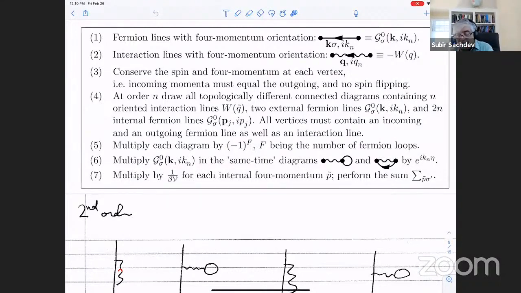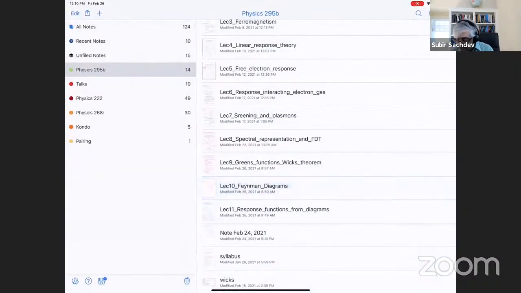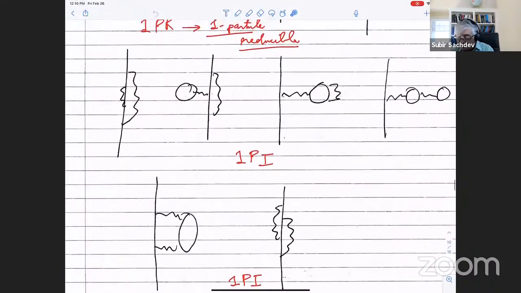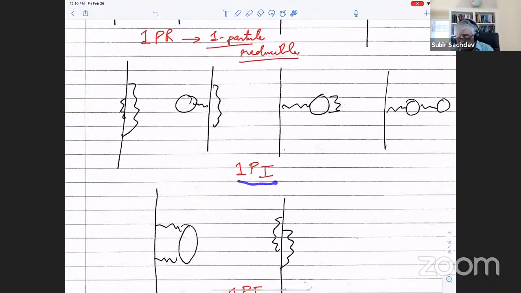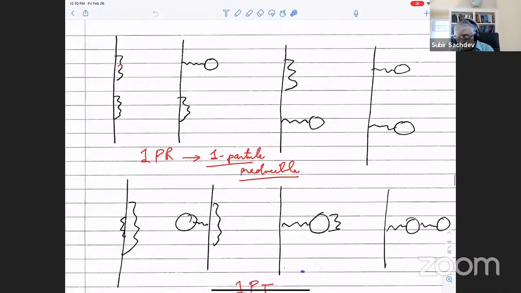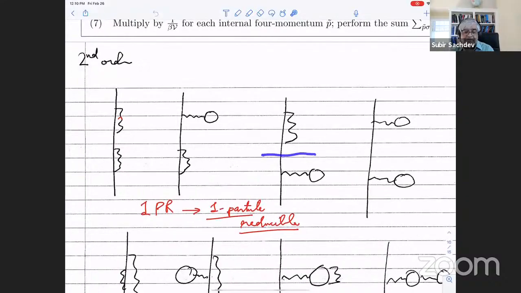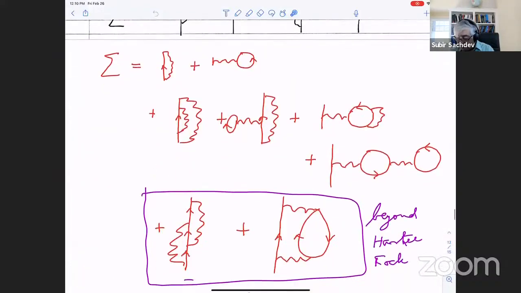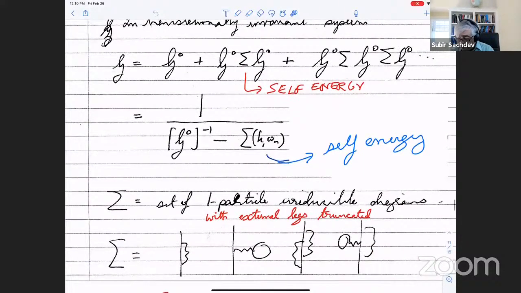Okay. Any questions so far on the rules? Oh, yeah, okay. Still in that chapter, we also introduced the concept of one-particle irreducible diagrams. Those are diagrams that cannot be cut into two pieces by cutting an electron line, not an interaction line. So these are irreducible, and these are reducible because they fall apart when you cut them there. And then the sum of the one-particle irreducible diagrams is called the self-energy, sigma, with the external legs truncated. So the external G0s are not included, that you explicitly include in this Dyson series.